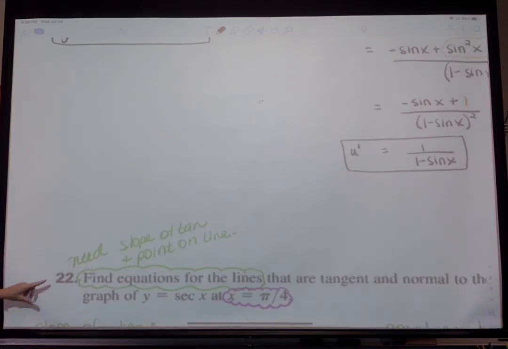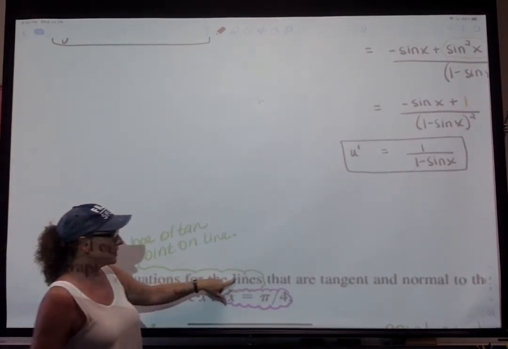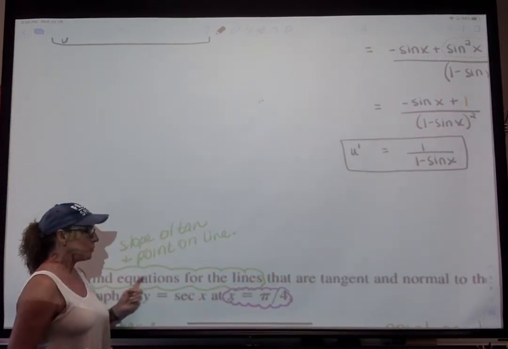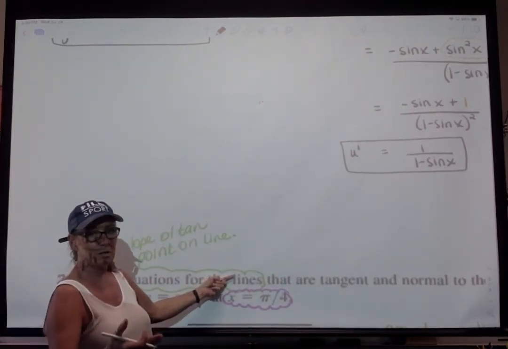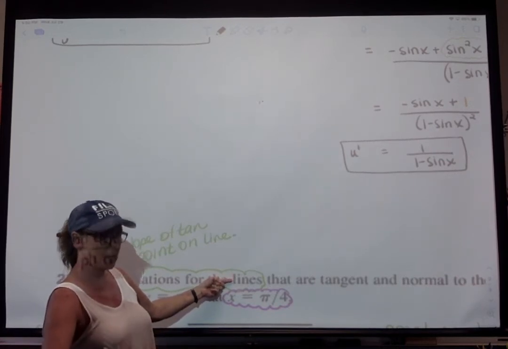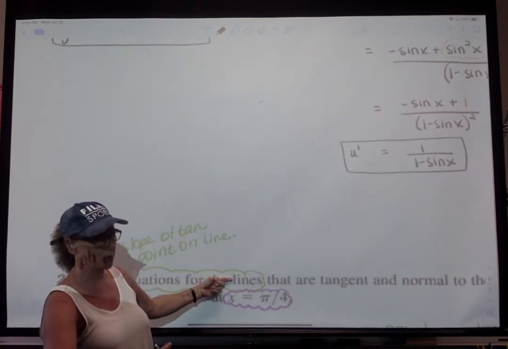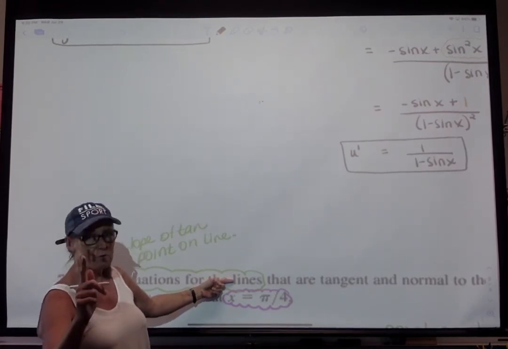All right, moving on. The next one. Find equations for the lines, tangent and normal. So to write an equation of a line, remember, from algebra, geometry, algebra 2, and pre-calc, possibly even pre-algebra, I'm not sure. You should know this by now.